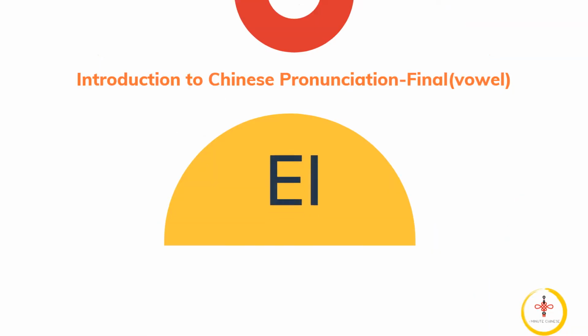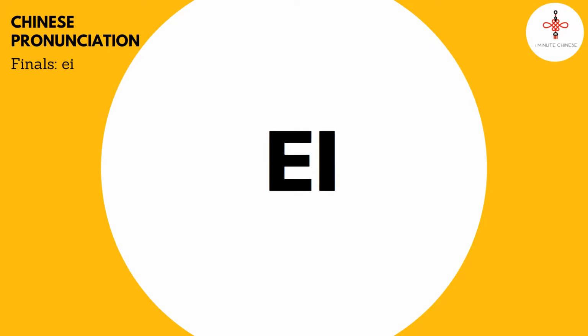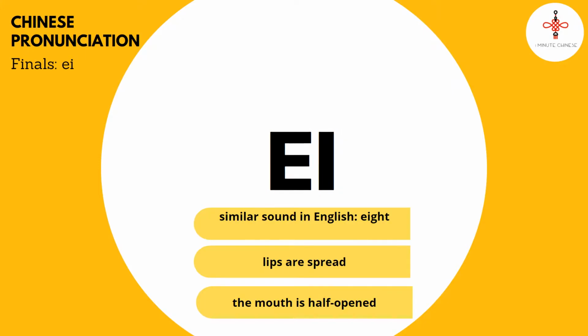In this lesson, we will talk about the introduction to Chinese pronunciation, the final A. When you see the English letters EI in Pinyin, the pronunciation is A. It's close to the EI in the English word eight. Say A. When you pronounce the Mandarin Chinese A sound, the lips are spread and the mouth is half opened.